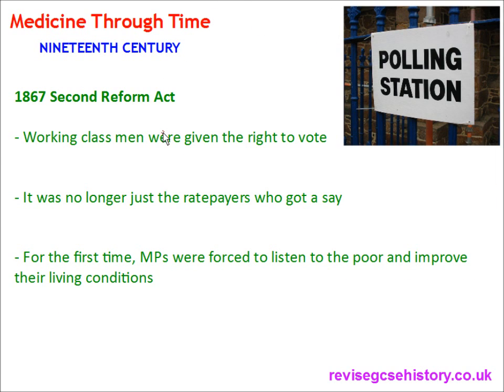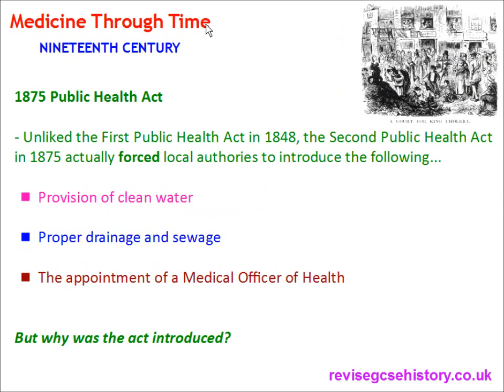The 1867 Second Reform Act is also important in the provision of public health measures. Working class men were given the right to vote as a result of this Reform Act. It was no longer just the ratepayers that got a say, and for the first time members of Parliament, MPs, were forced to listen to the poor and improve their living conditions. Before this, it was just the ratepayers, the rich landowners and landlords that were able to vote and got a say in making decisions.